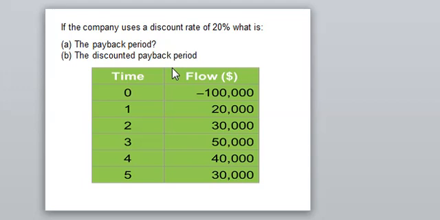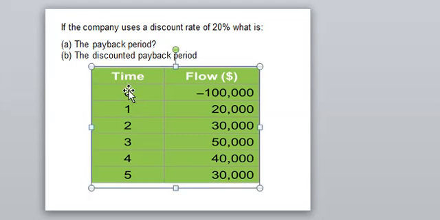In solving that, we first discount our cash flows. Then after discounting our cash flows, we accumulate to get the payback period, or the discounted payback period. So let's look at this example and see how to do it in practice. I'm going to copy this question, take it to my Excel, and solve this to see how to do it practically.